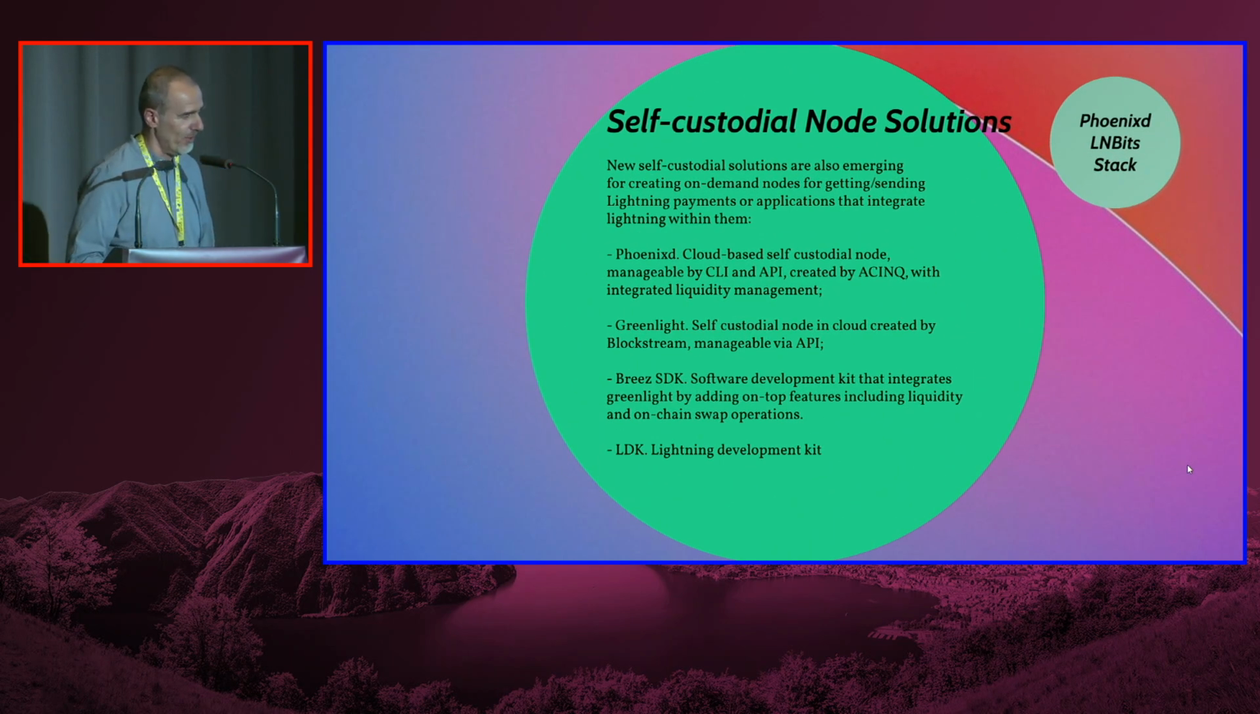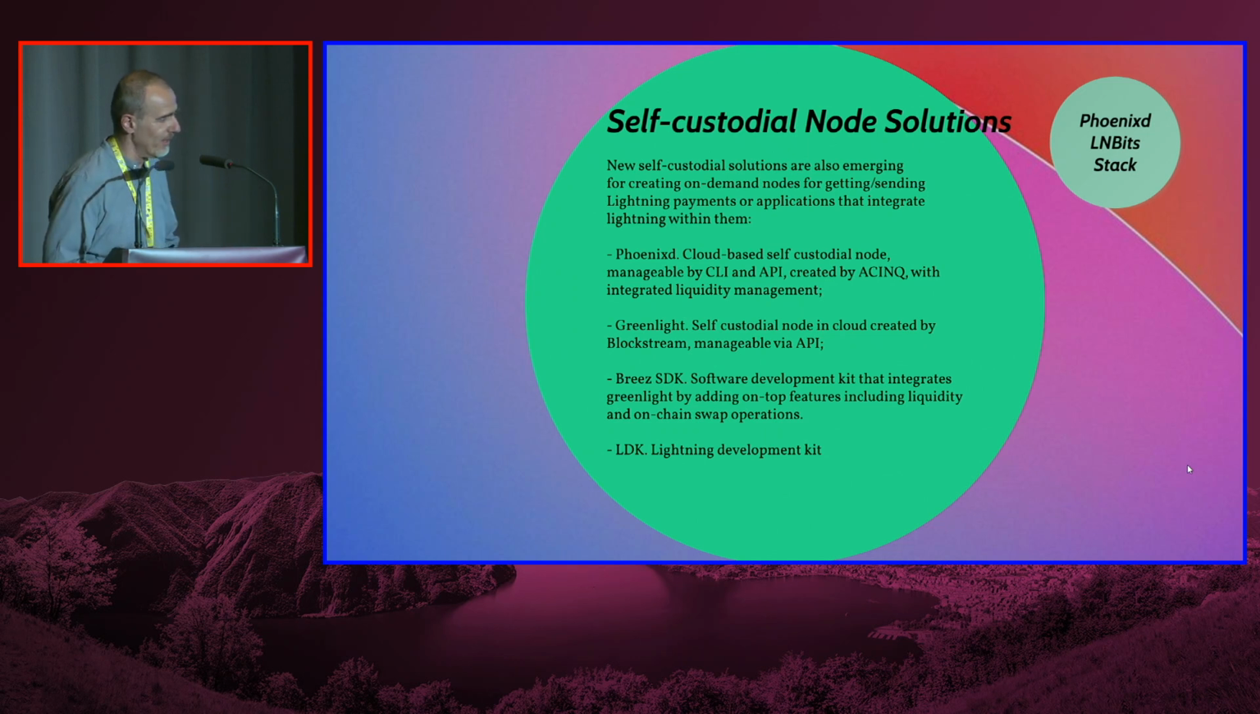This is the last point: you can also have self-custodial node solutions. In this case, you have the possibility to run your own node. You need to have more skills, but you can run your node at home, for example, on your own hardware, using your home network, under Tor or not. But in this case, you have to worry about network connectivity. You have to worry about opening channels, balancing the channels, and so on.